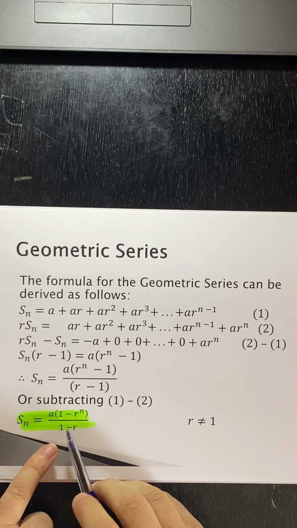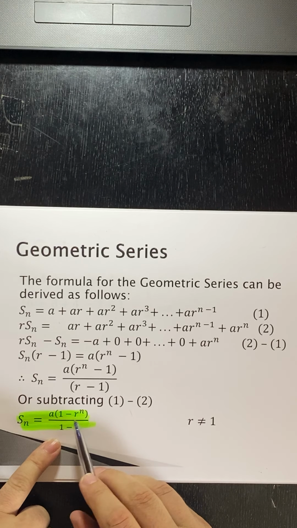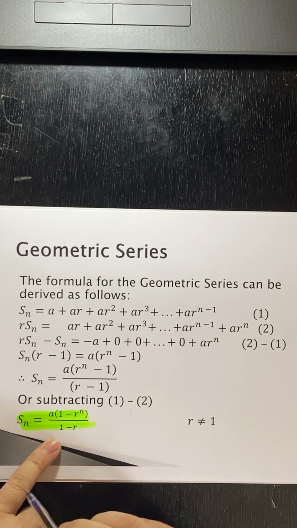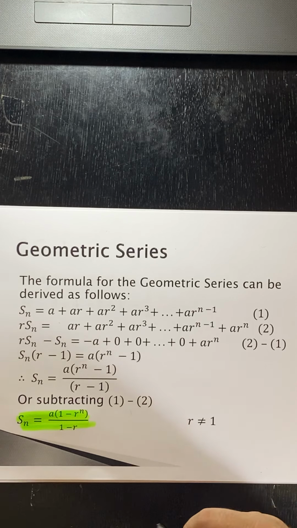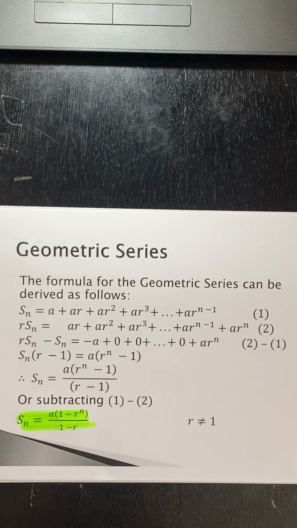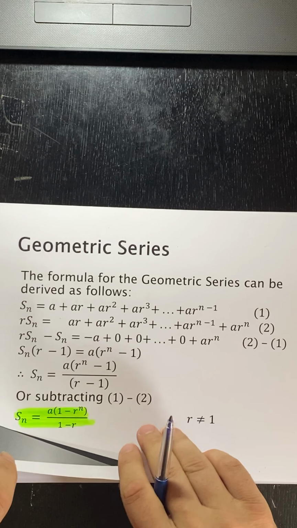Now, some textbooks rather say r minus 1 at the bottom here and then r to the n minus 1 up at the top. I prefer it this way, 1 minus r, and you'll see later why when we get on to sum to infinity. Okay, so that's the formula that we're going to be using today.